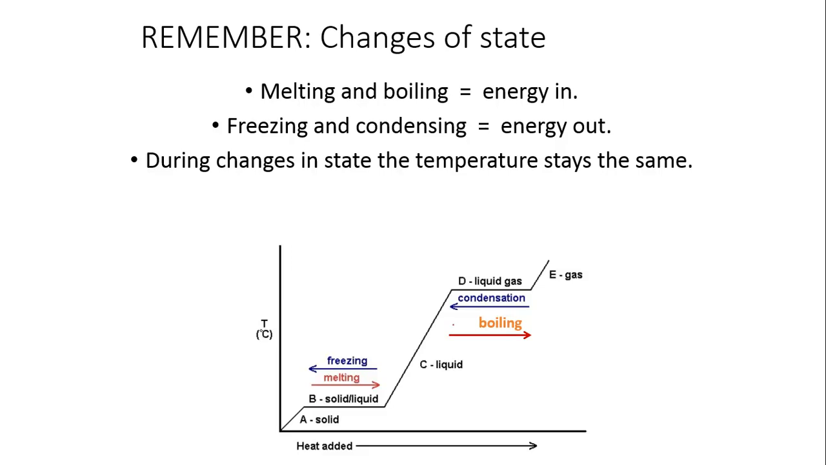liquid into a gas. Now, these are physical changes, so you can reverse them. If you were to take energy out by cooling, the gas would change to a liquid. We call that condensation. And again, at 0 degrees Celsius, the liquid would change to a solid, and we call this freezing.